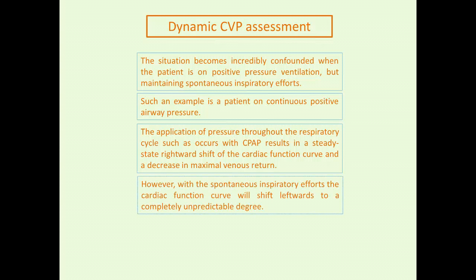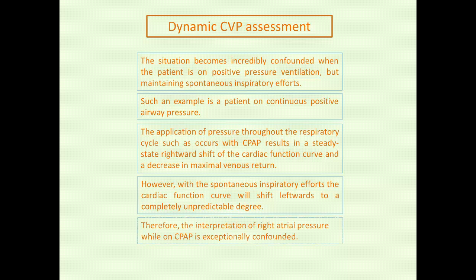We've seen this physiology, that the application of pressure throughout the respiratory cycle that occurs with CPAP or BiPAP results in a steady state rightward shift of the cardiac function curve and a decrease in the maximal venous return. However, with the spontaneous inspiratory efforts, the cardiac function curve will shift leftwards, but to a completely unpredictable degree, because you really don't know what kind of inspiratory efforts these patients are generating without an esophageal probe or a PA catheter to judge changes in intrathoracic pressure.